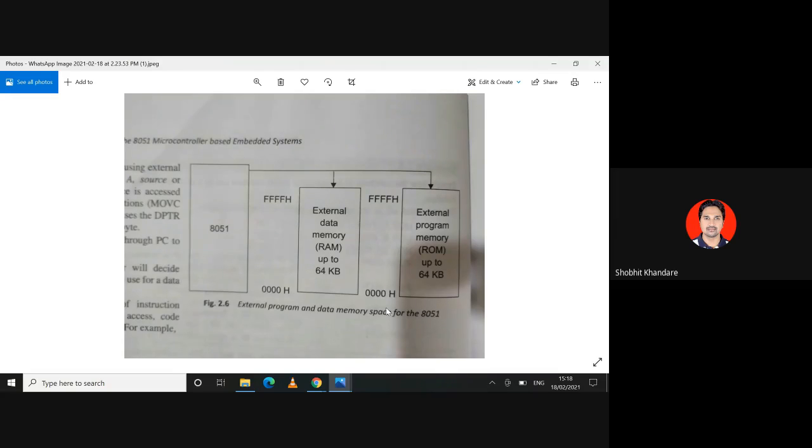Write down the heading now. Please write down the heading. Write down the heading as external memory organization. Everyone has written? Yes, sir. हाँ, अभी कुछ भी मत लिखना, आप सिर्फ अभी यहाँ पे स्क्रीन पे ध्यान देना.